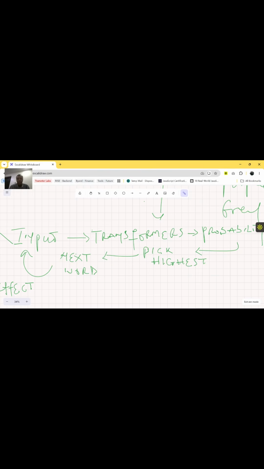What I'm saying here is simple. ChatGPT does not answer your questions sporadically and just look at your question and answer it. No, it does word by word prediction.